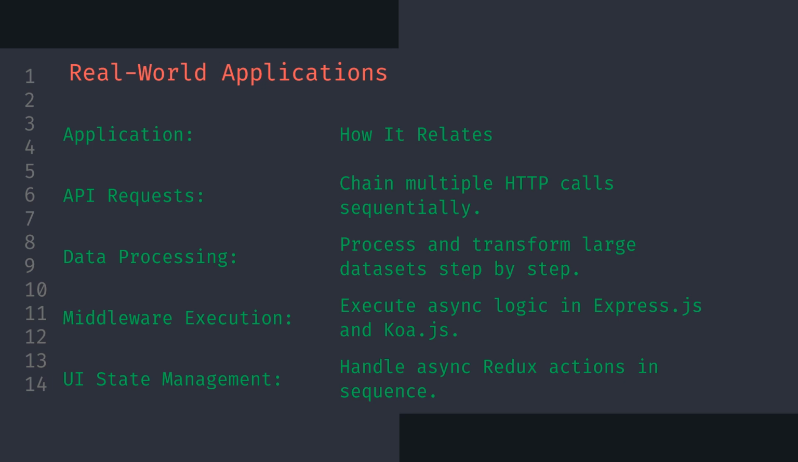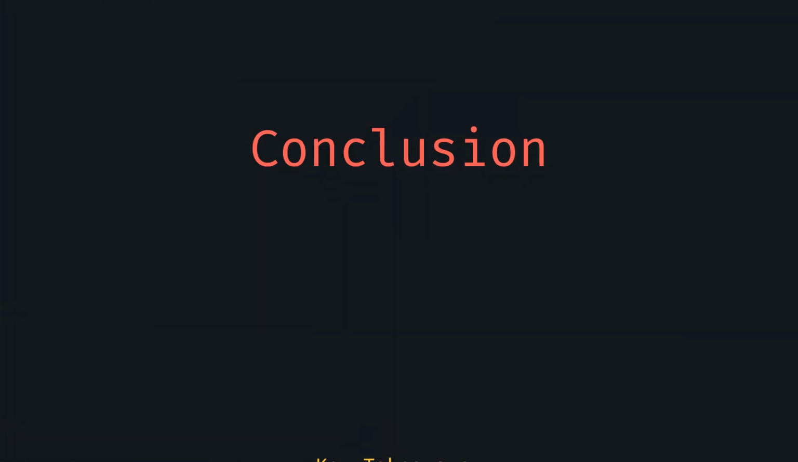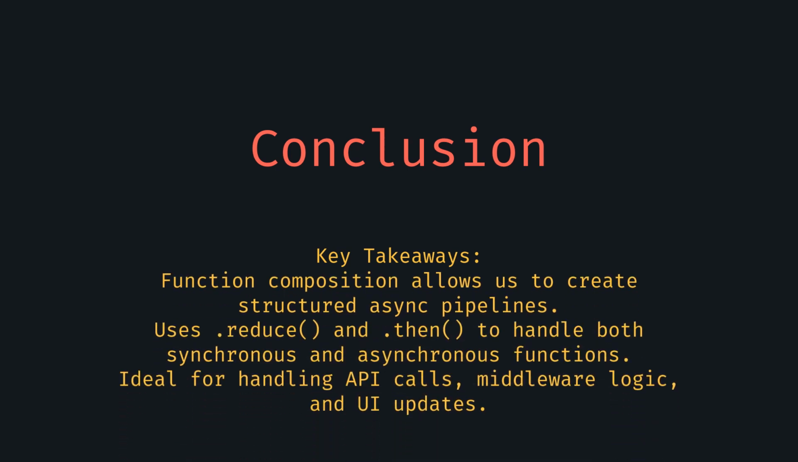This technique is widely used in API calls, data processing, and middleware execution, where async functions must execute one after the other. This wraps up our lesson. We've learned how to chain async functions to execute in sequence. Try using this in your own projects to handle complex async workflows.